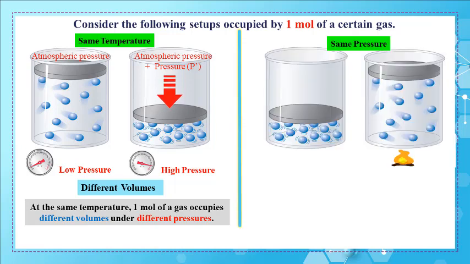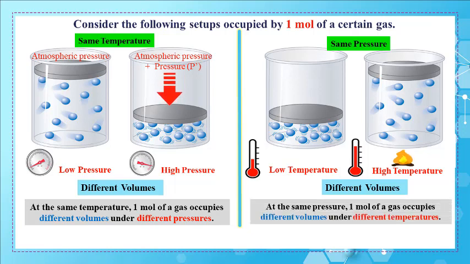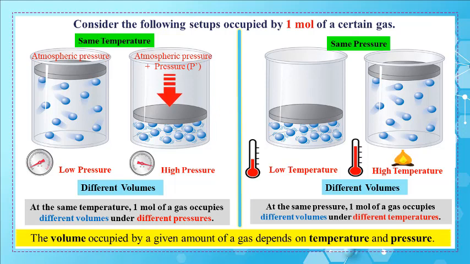Consider another two setups occupied by 1 mole of a certain gas under the same pressure. However, the second setup is heated. We notice that they occupy different volumes. So, at the same pressure, 1 mole of a gas occupies different volumes under different temperatures. As a conclusion, the volume occupied by a given amount of gas depends on two factors, temperature and the pressure.